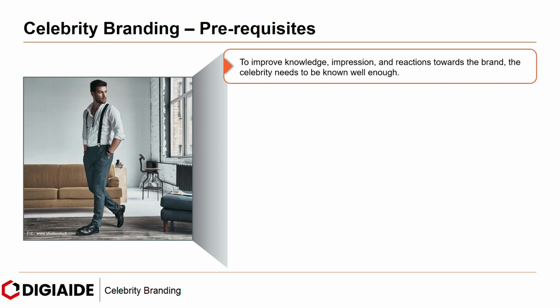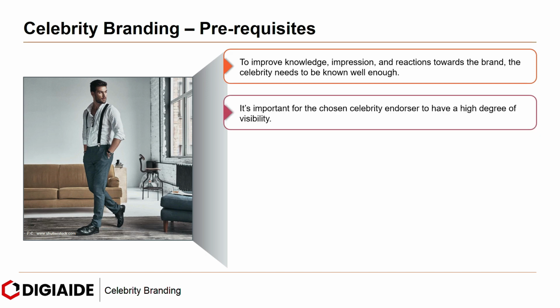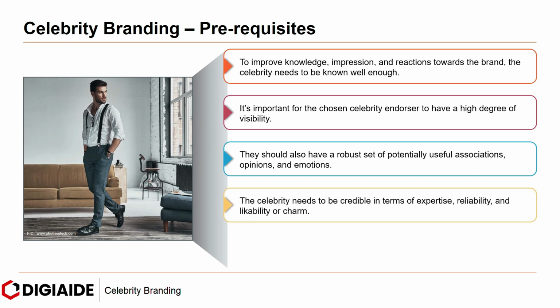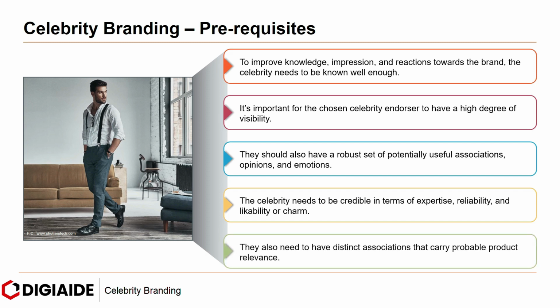Moving on to certain prerequisites in celebrity branding. To improve knowledge, impression and reaction towards the brand, the celebrity needs to be known well enough. It is important for the chosen celebrity endorser to have a high degree of visibility. They should also have a robust set of potentially useful associations, opinions and emotions. The celebrity in question needs to be credible in terms of expertise, reliability and likability or charm. They also need to have a distinct association that carries probable product relevance.